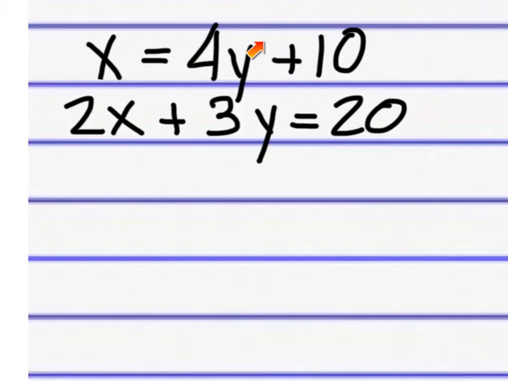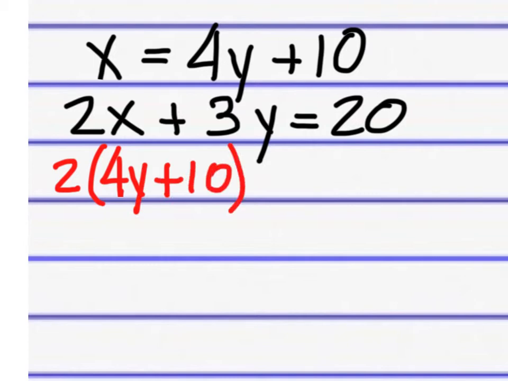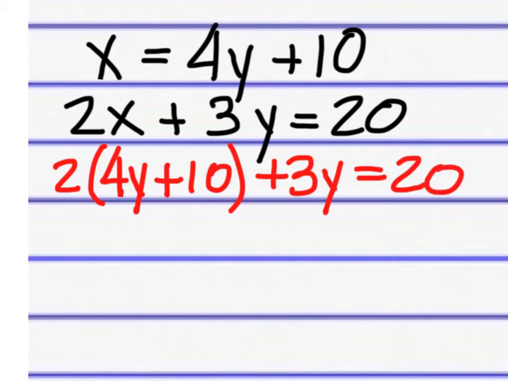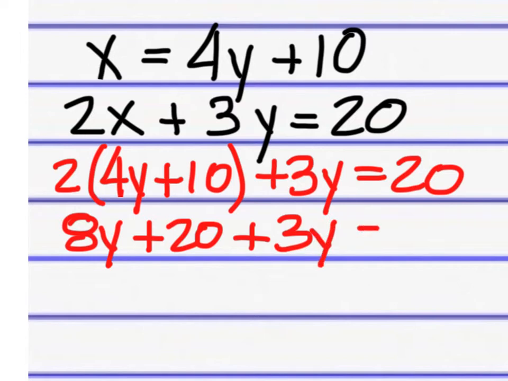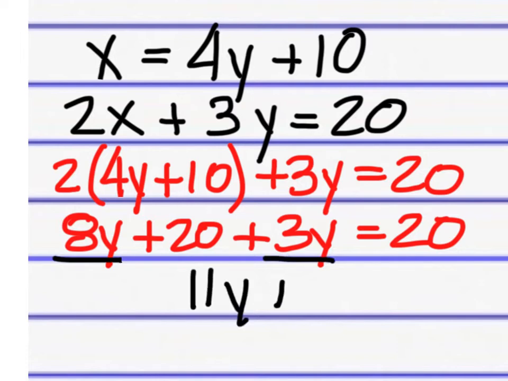We have 4y plus 10 equal to x. Here's x. Put 4y plus 10 in right here. 2 times the quantity 4y plus 10, close the quantity, and then plus 3y equals 20. Distribute the 2 to 4y and to 10 to come up with 8y plus 20. And then add like terms. 8y and 3y is 11y.